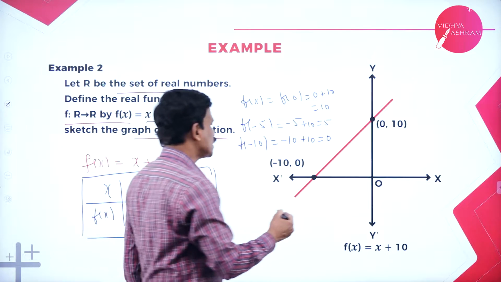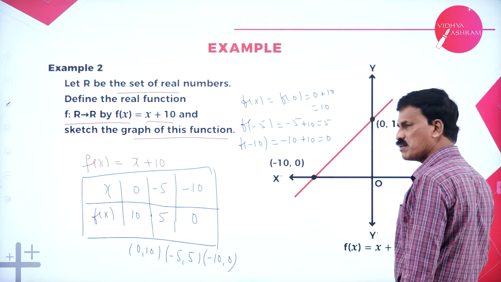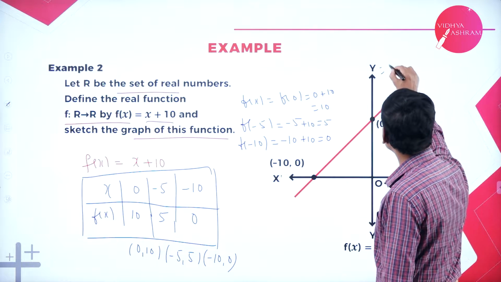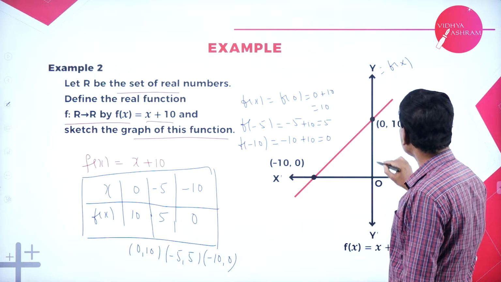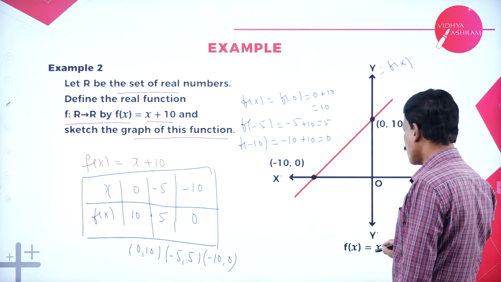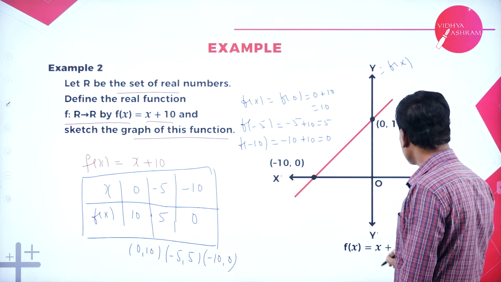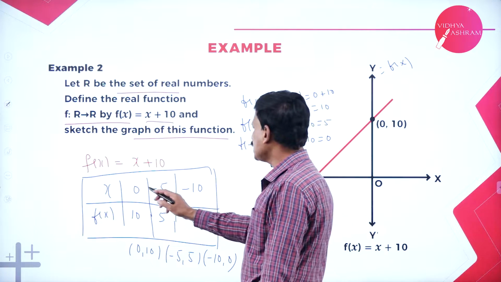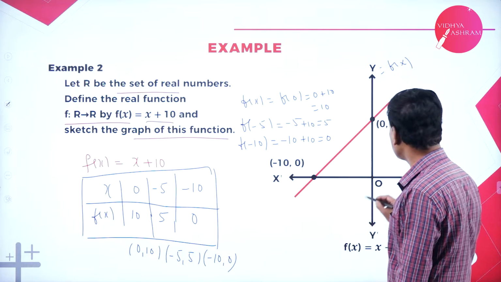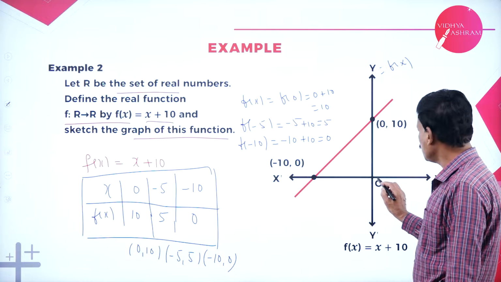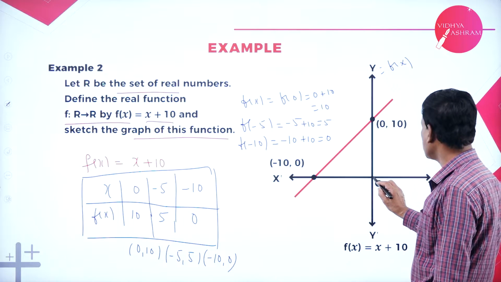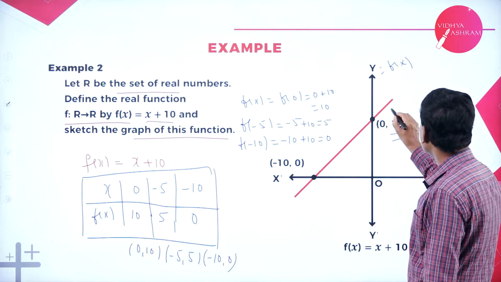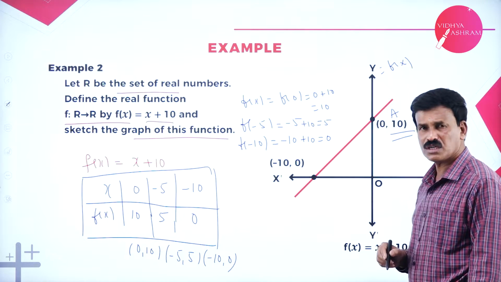Now, let us represent this in a graph. This is the x axis, plus 1, plus 2, plus 3, minus 1, minus 2, minus 3, and the value of y. y is nothing but here, f of x. f of x is 0, 1, 2, 3, 4, and here the negative values are minus y. Now, when x is equal to 0, f of x is equal to 10. When x is 0, f of x is nothing but y, which is equal to 10. So, this is the point we are going to get. A is 0 comma 10.